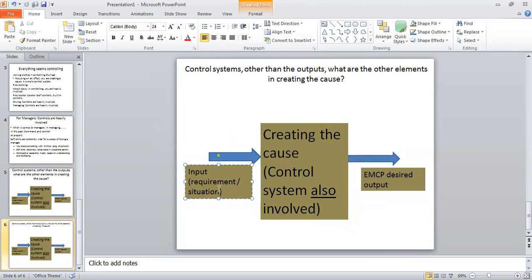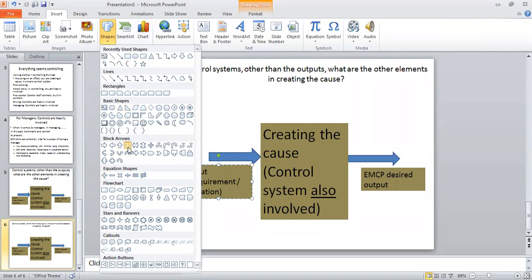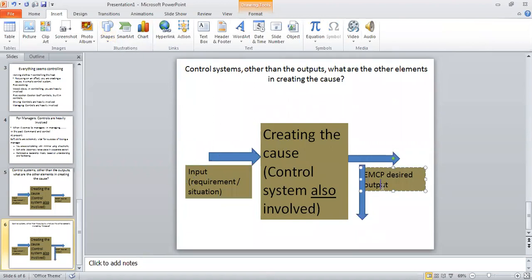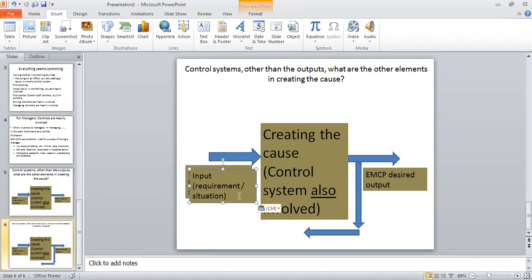So input, requirement, situation, normally in controls. For this desired output, to have that desired output, to assure that we are really making sure that output is what we want, it is always important to review this output. Okay, review. Reviewing is very important.